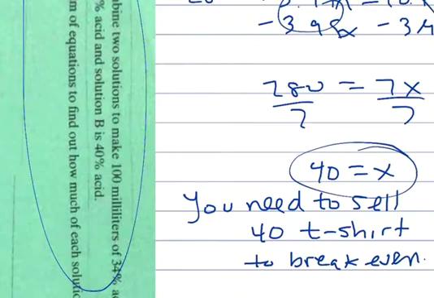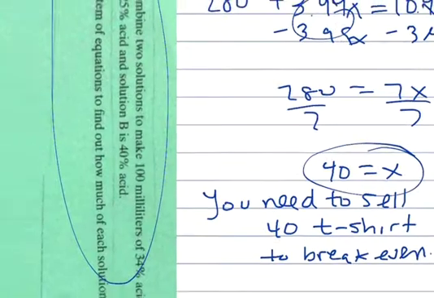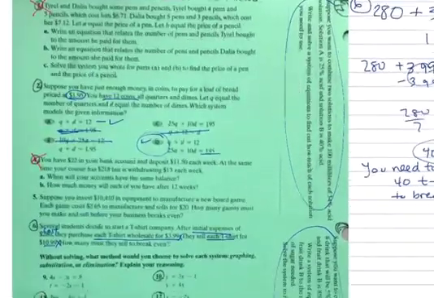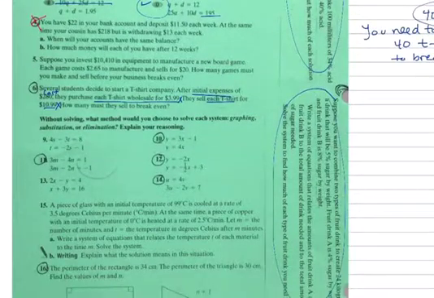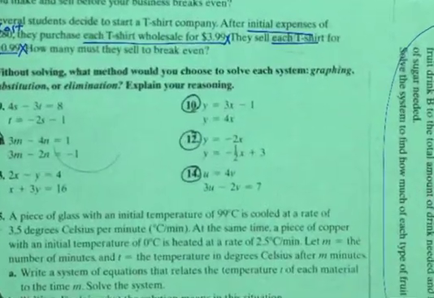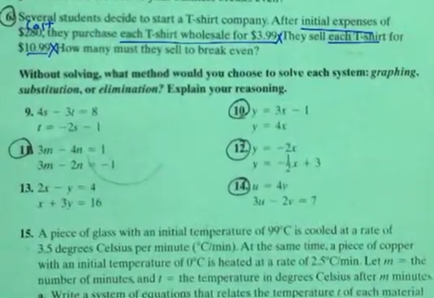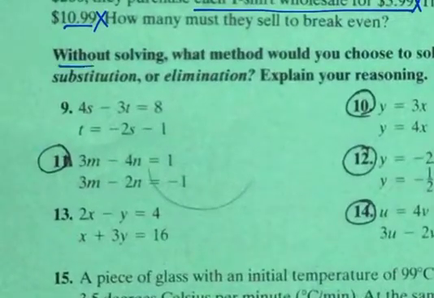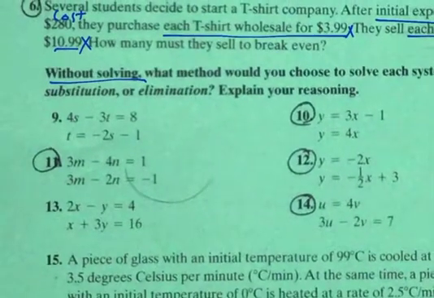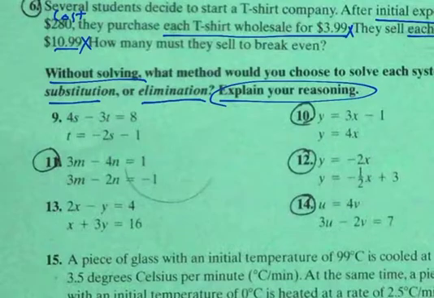And let's go to number 11, 10, 11. Okay. Without solving, you don't have to solve this. Tell which method you choose to solve each system. Would you graph, use substitution, or elimination? Explain your reason. If you don't explain your reason, I'm taking points off. Make sure you explain your reason. Okay?